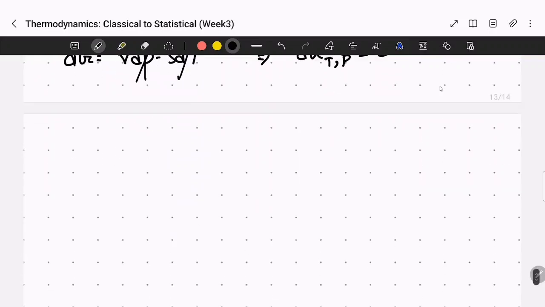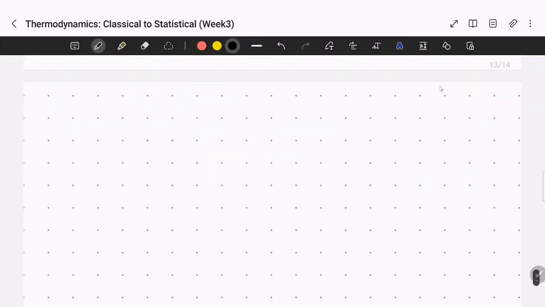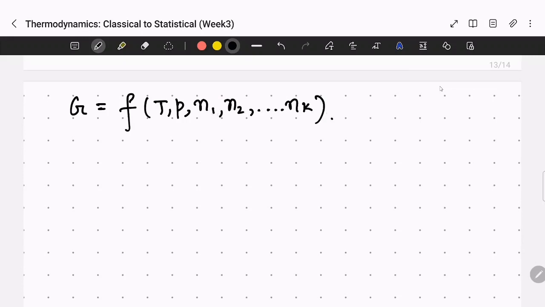We have to again rewrite this equation. Till now, what we have studied and solved, all of these considered that there is no particle exchange. So now we have to write it. G is a function of temperature and pressure, but also of other species. Let's say there are k species.